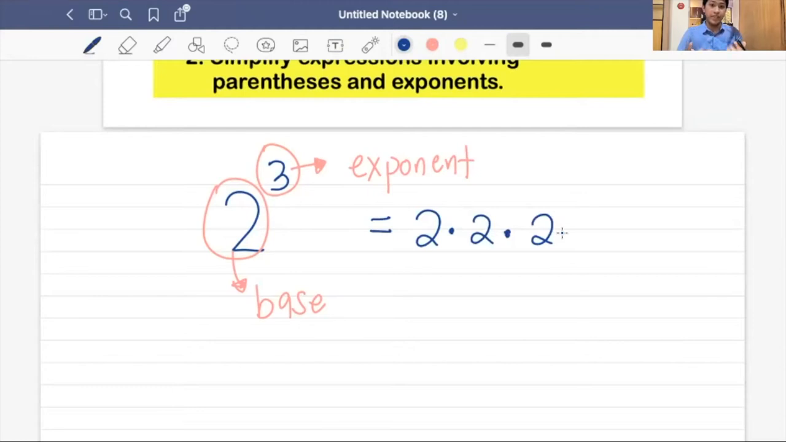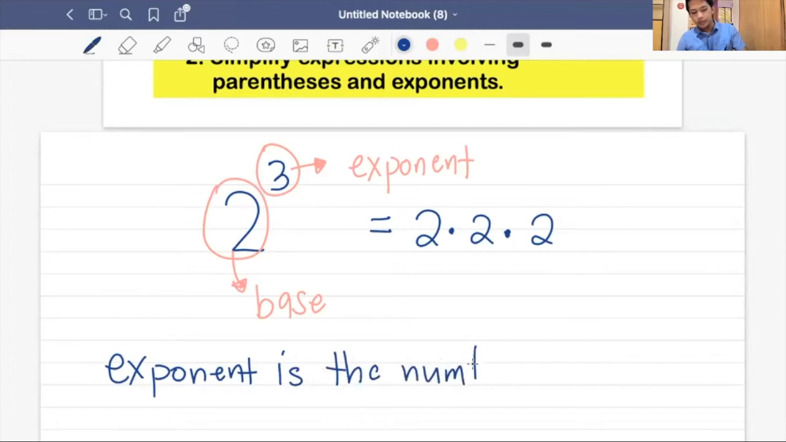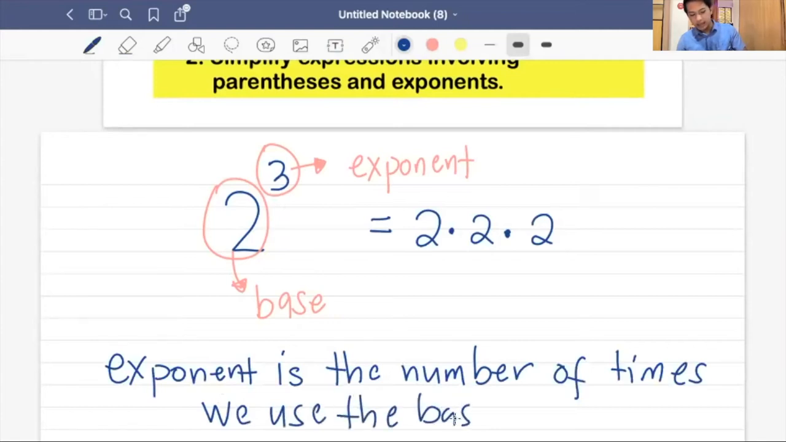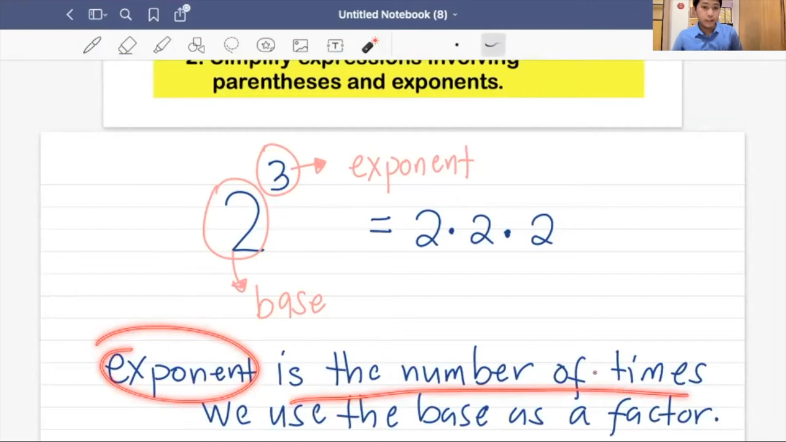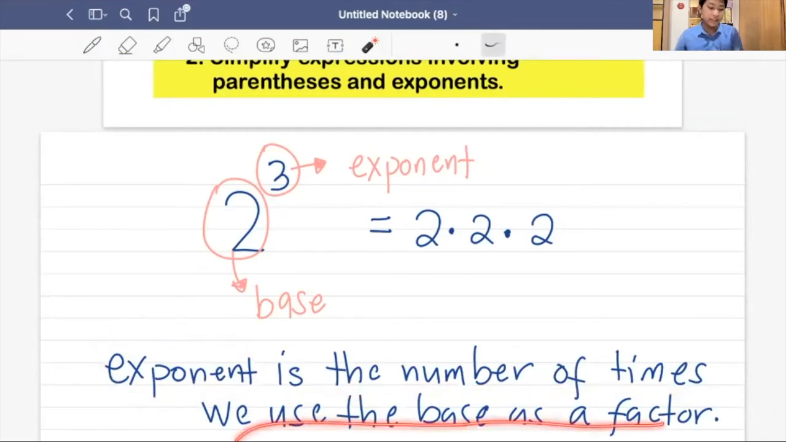So if you were to give the definition of exponent, what would that be? Exponent is the number of times we use the base as a factor. Again, exponent is the number of times we use the base as a factor. So in this case, the base is 2. So 1, 2, 3. The number of times that we use the base as a factor is what we call the exponent. All right? Don't be confused with that.